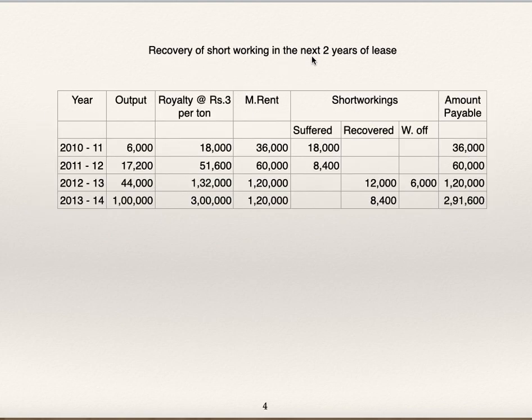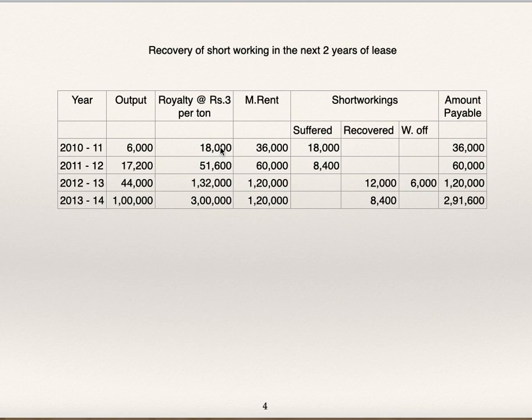Recovery of short working in the next 2 years of lease. 4 years: first, second, third and fourth. Output in tons is given. Royalty 3 per ton. Output multiplied by rupees 3 would be royalty. Minimum rent first year, second year 36,000, 60,000 respectively, and for remaining years it is 1,20,000. Short workings, you have 3 sub-columns: suffered, recovered and written off.